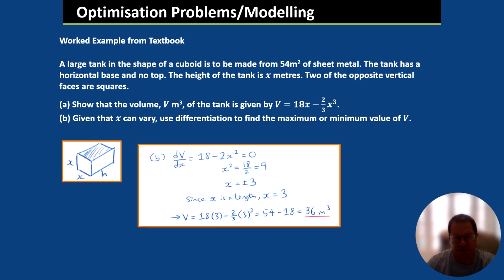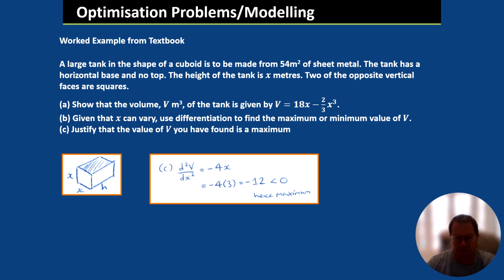Part B says, given that x can vary, use differentiation to find the maximum or minimum value of V. So we've got V in terms of x. dV by dx is 18 minus 2x squared. And since we're looking for a turning point, a maximum or minimum value, we want to put that equal to 0. Solving the equation, we get that x squared equals 9, and hence x is plus or minus 3. But as we know, x is a length, so the negative value won't be allowed, and therefore x has to equal 3. So the volume itself, going 3 back into our formula, we have 18 times 3 minus 2/3 of 3 cubed, which is equal to 36 metres cubed.